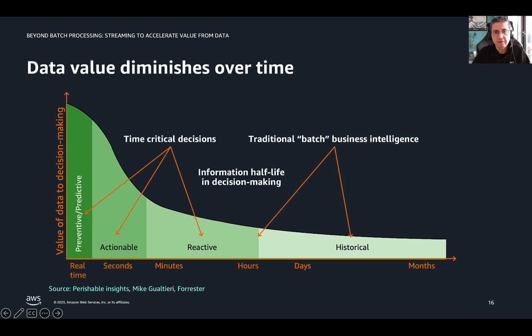And the point is the value of the data and the value of the insight diminishes over time. And we are talking about business value, but it can also be direct monetary value. And this value can also become negative, a loss, as you can easily imagine in the case of fraud detection.